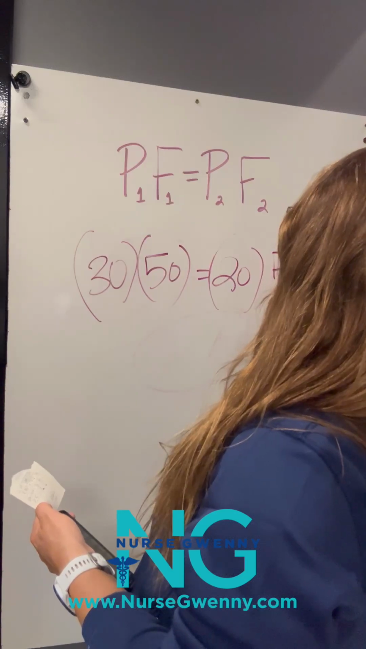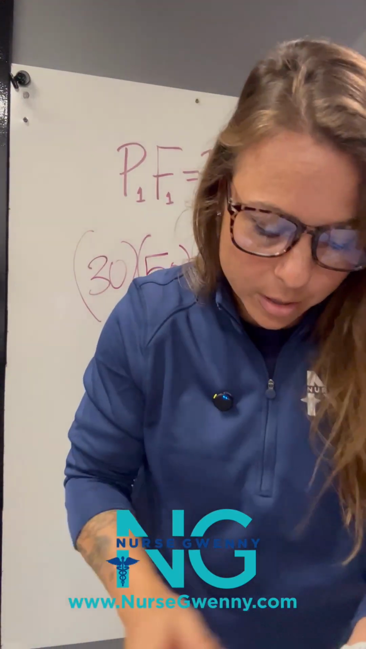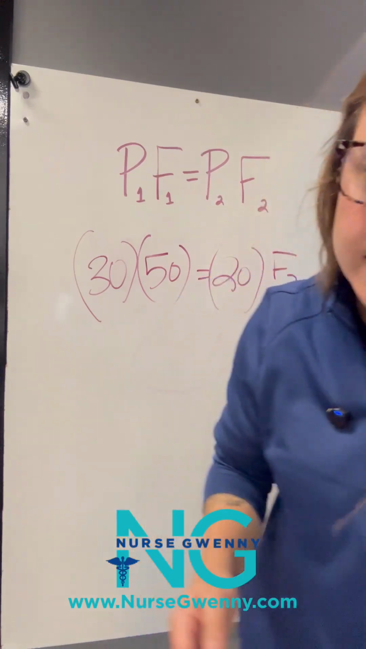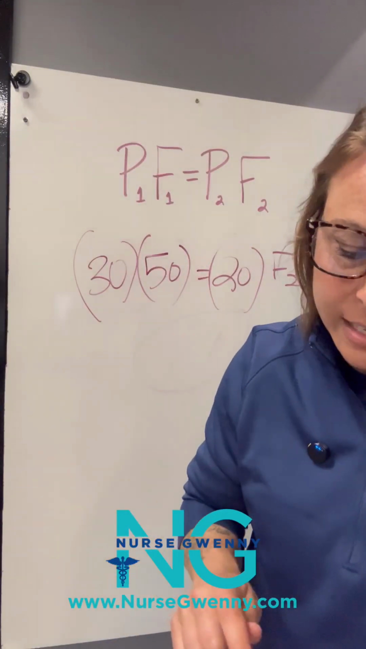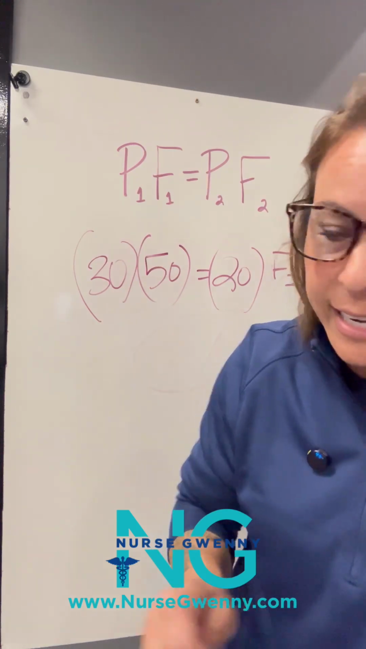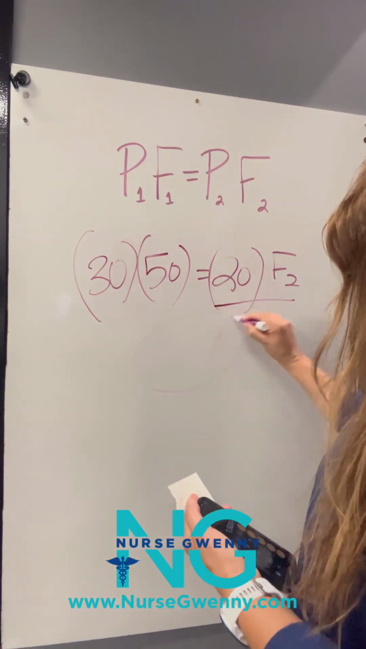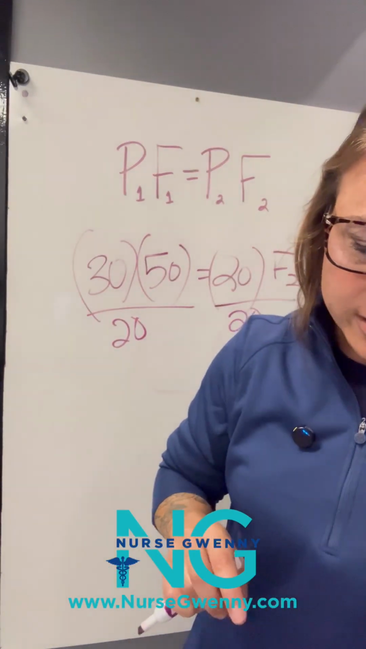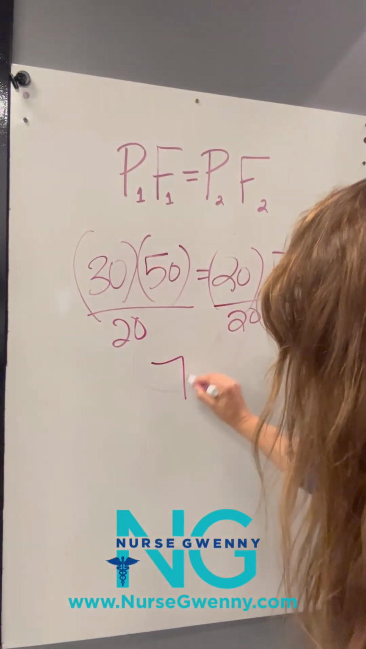And then that's going to allow us to solve for that variable, which is that FiO2 that we're going to need at that cruising level of 11,000 feet. So we're going to take 30 times 50, and we got to isolate that variable, divide it on each side by 20. And that gives us an FiO2 of 75%.